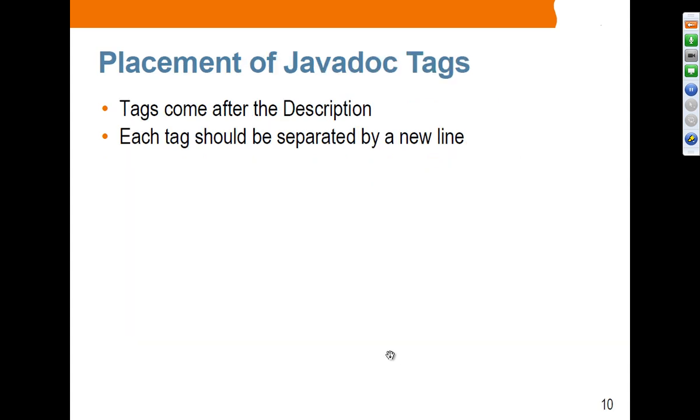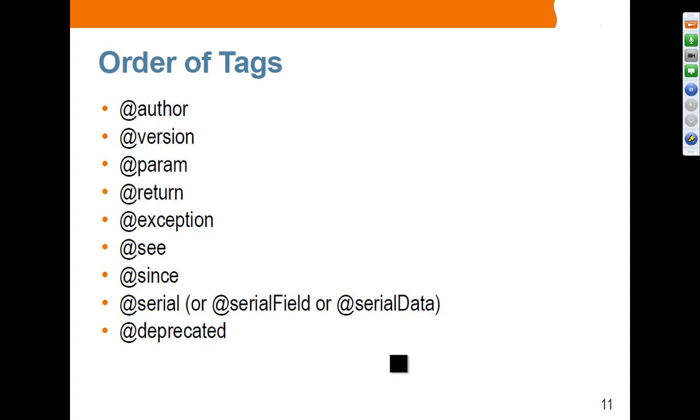So, placement of Javadoc tags. Tags come after the description, and each tag should be separated by a new line. And this is the order of the tags that you should follow: author, version, param, return, exception, see, since, serial, and deprecated. Okay.